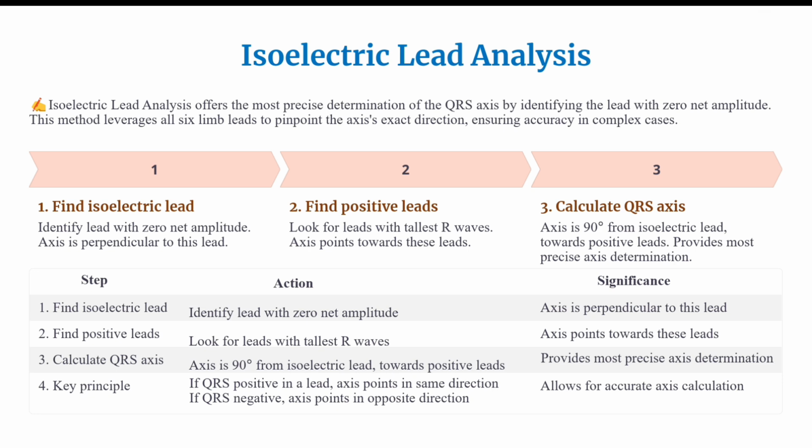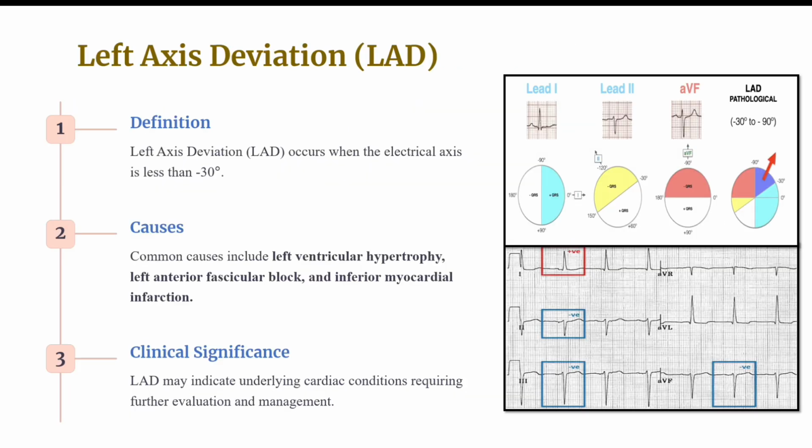Left axis deviation, LAD. A left axis deviation occurs when the QRS axis is less than -30 degrees. Causes of LAD: left ventricular hypertrophy, left anterior fascicular block, inferior myocardial infarction. Clinical significance of LAD. LAD often indicates left ventricular overload or conduction delay, and may be seen in patients with hypertension, aortic stenosis, or conduction defects.